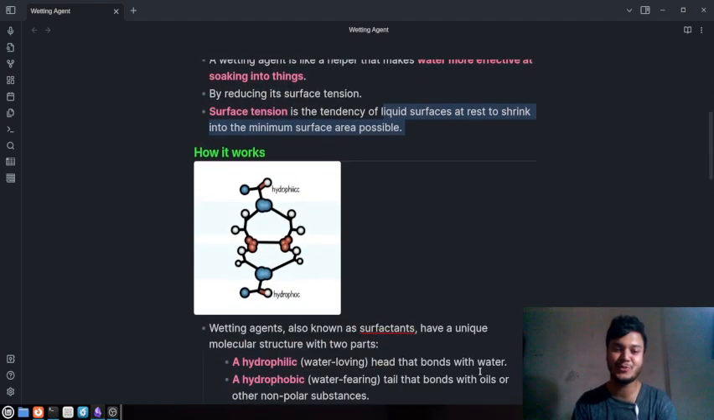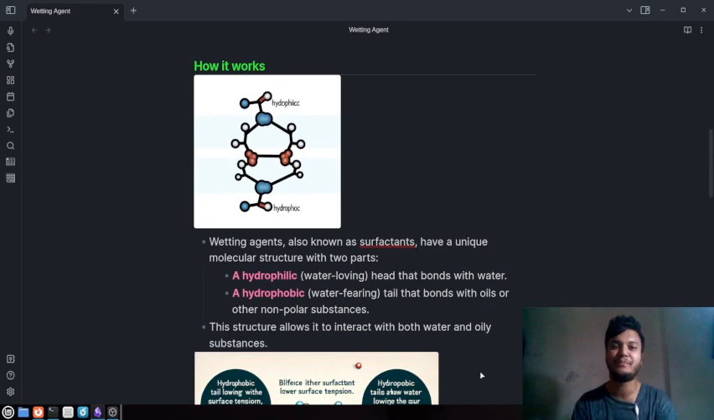Moving on to how the wetting agents work. The wetting agent or the surfactants has two ends, as you can see in the picture. One is the hydrophilic end, that is the water-loving end that can easily bond with water, and the other is the hydrophobic end, that is the water-fearing end that tries to shy away from the water. And the hydrophobic end can also bond with waxes and oils.